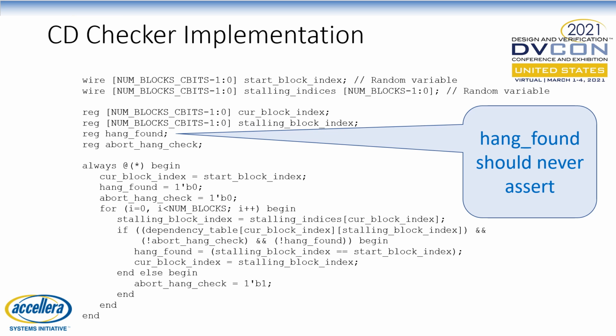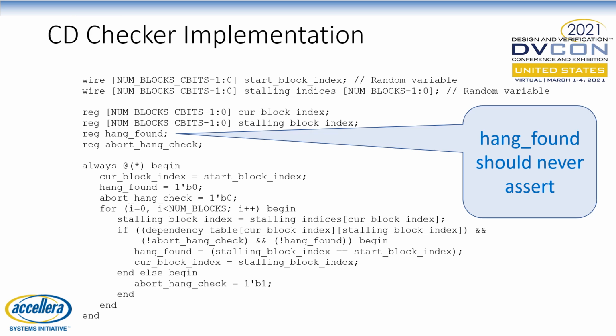We can then code a circular dependency checker which can be used in formal to exhaustively traverse all the entries in the dependency table and detect all possible loops. It uses undriven wires in the SystemVerilog code called random variables to allow formal analysis to select all values for the stall block we start with and the next stalling block.